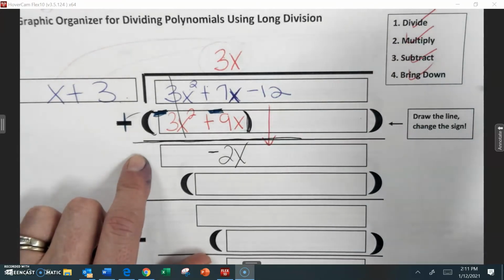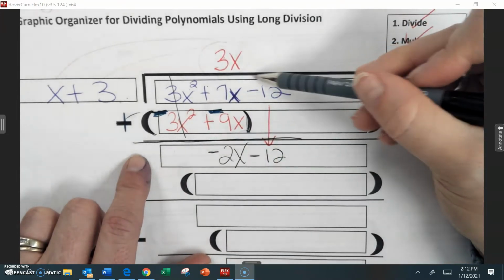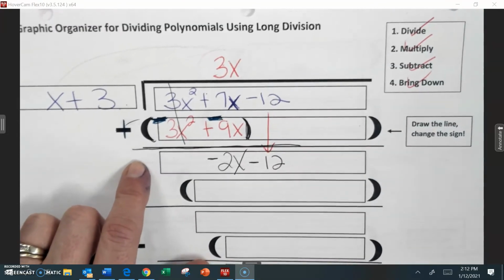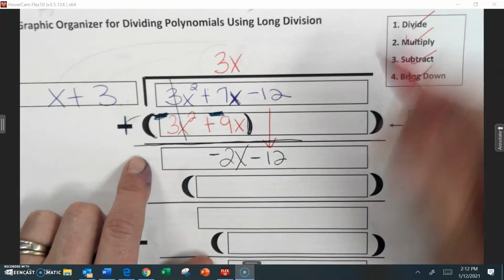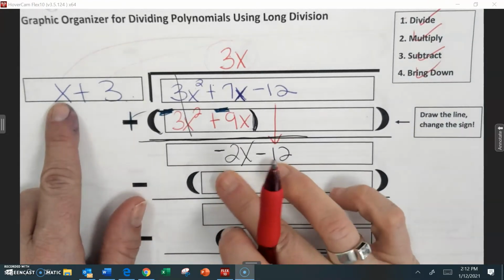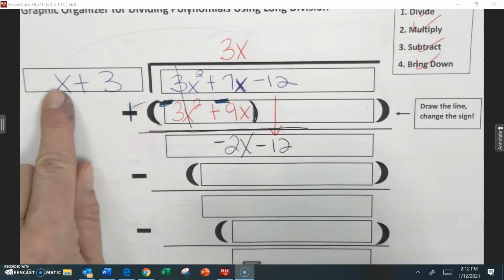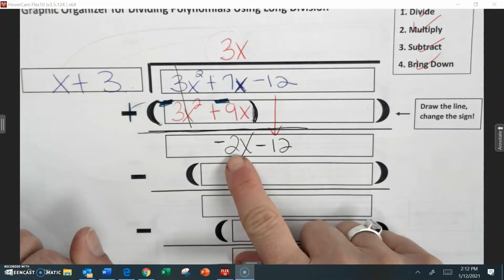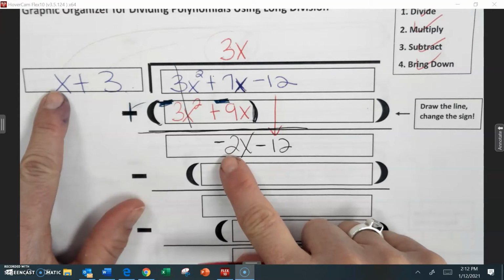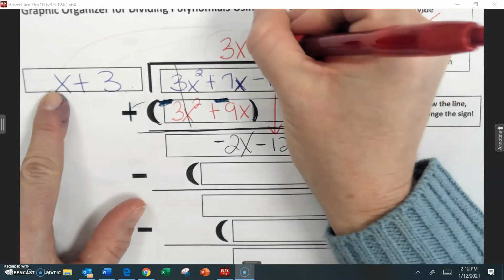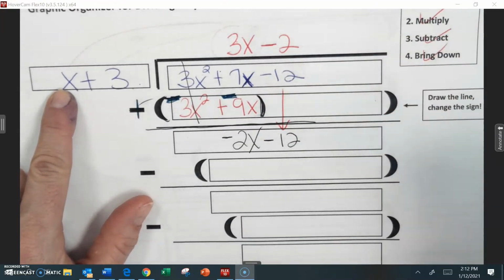Check. Now, unfortunately, the way that you know that you're not done is that you can see right here there's a spot missing. So we have to do this again. Step 1 again. Let's divide. How many times will x plus 3 go into negative 2x minus 12? Well, the easiest way to look at that is x times what is negative 2x? Negative 2. So we're going to put minus 2 up there. See how it's all pretty and nicely aligned?